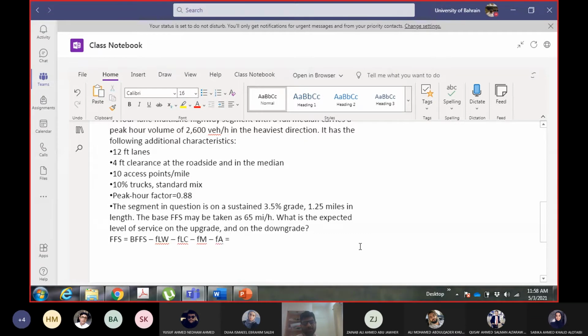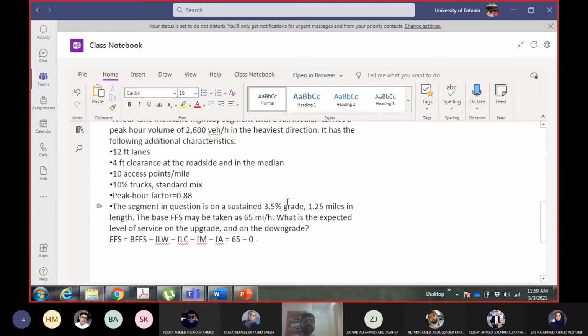So I need all these adjustment factors and the base free flow speed. Base free flow speed is given, 65. I need the lane width adjustment factor. If you have 12 feet lanes, 12 feet is standard. I told you in the last example as well. So when you are achieving standard, this factor becomes 0. If you want to check in the table, you can have a look. Like I said, I have memorized the values. I've been doing it for too long now.